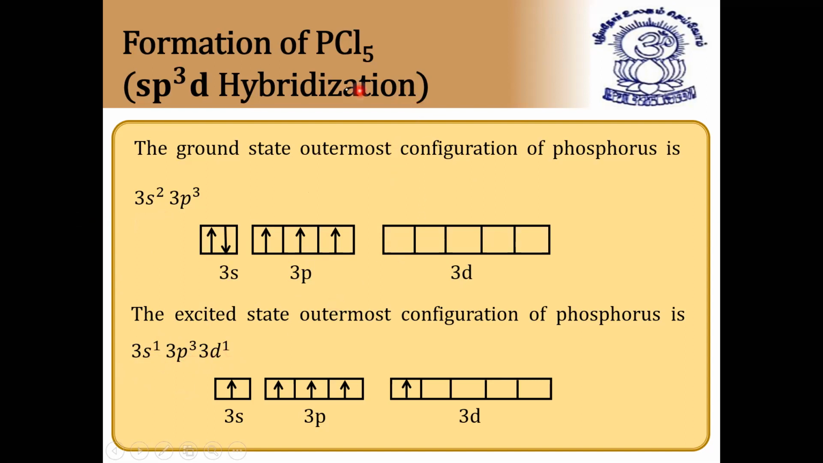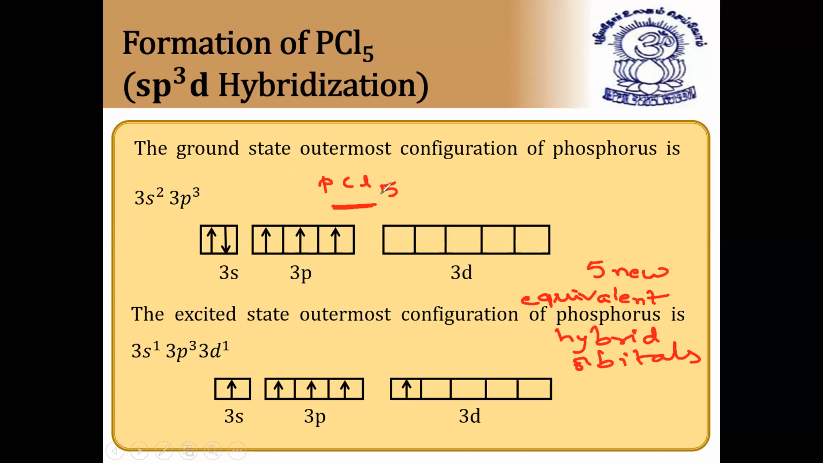So they are going to form how many equivalent orbitals? Five new equivalent orbitals, of almost the same energy. These are called hybrid orbitals. Five new equivalent hybrid orbitals combine with the p orbitals of five chlorines and form PCl5. It forms what? PCl5.